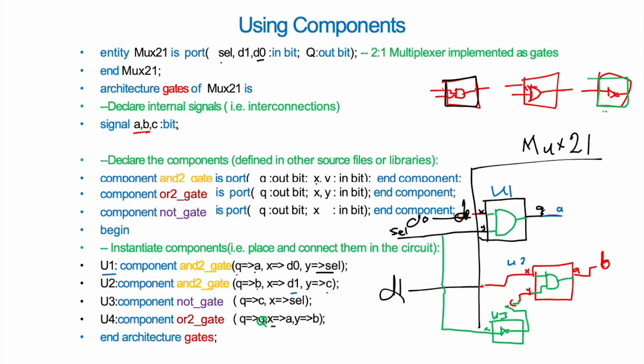So X of this OR gate goes to A. Let's have our OR gate there. X of it goes to A, and then we have Y goes to B as well. So we have A going into the X of the OR gate.